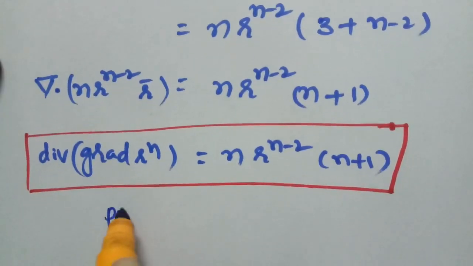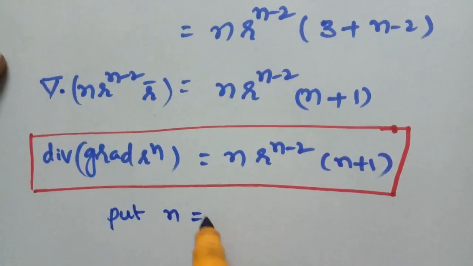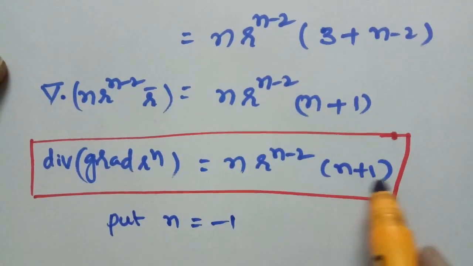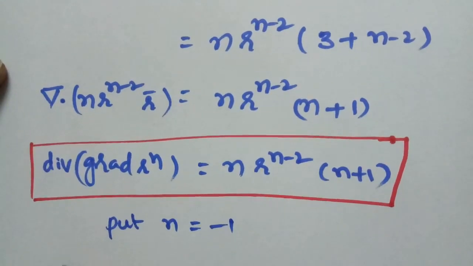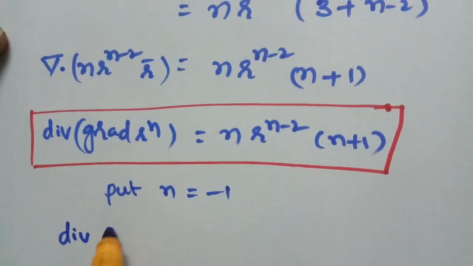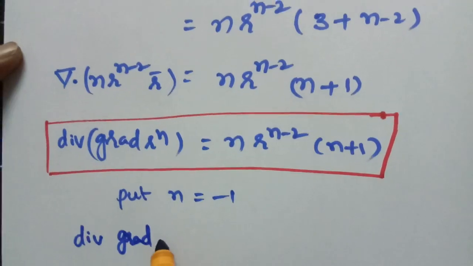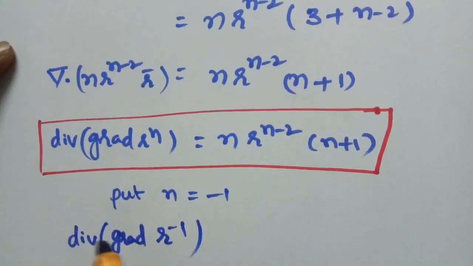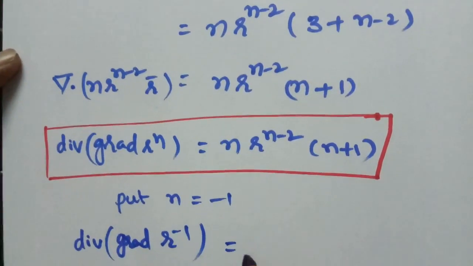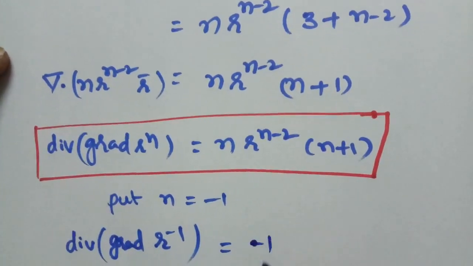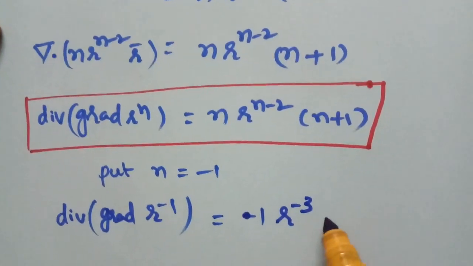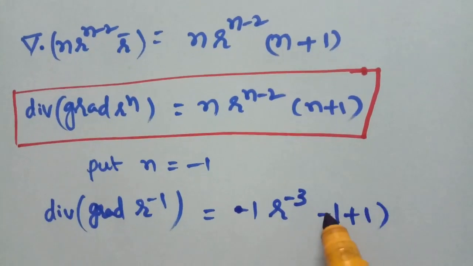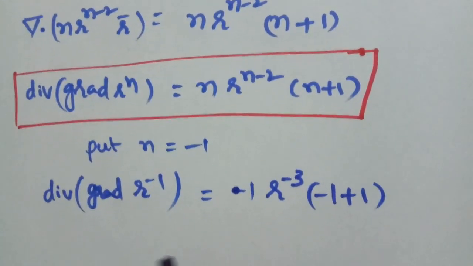Therefore, put n equal to minus 1. The right hand side becomes 0. Therefore, divergence of grad r power minus 1 is equal to n value minus 1, r power minus 3 minus 1 minus 2, minus 1 plus 1. Therefore, this is equal to 0.